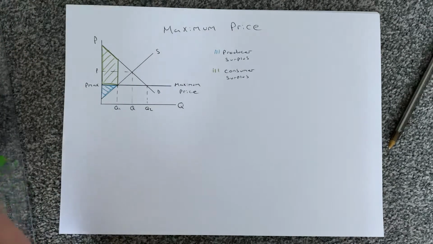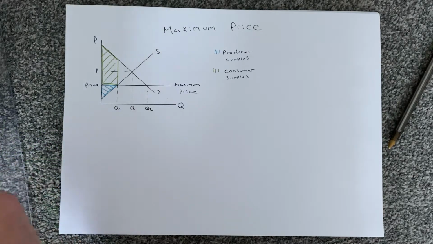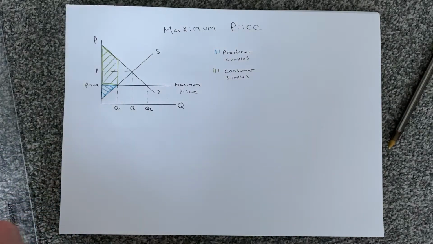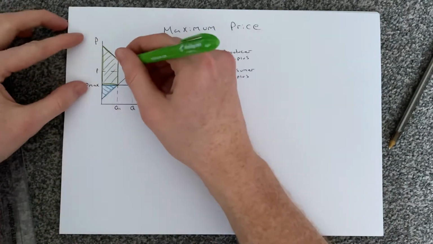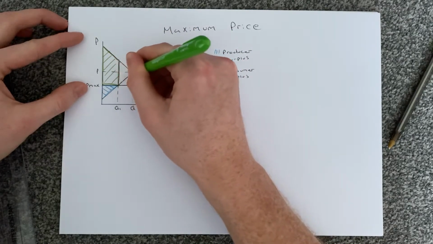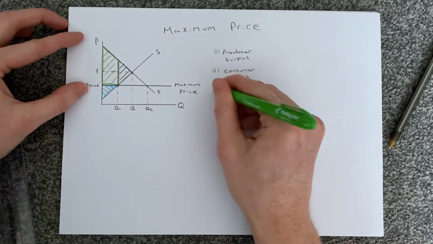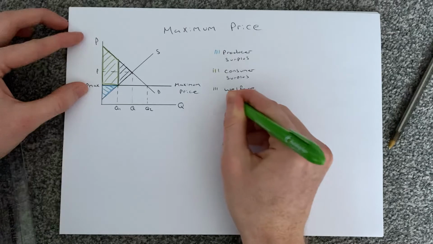Of course, they'd like to purchase more, but the issue is that the producers are not willing to produce more due to a lack of profit motive, and as a result, it results in this triangle here representing a welfare loss. And we'll hatch that in black. Welfare loss.